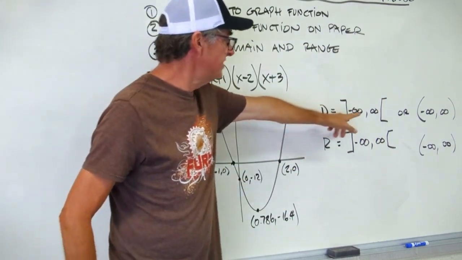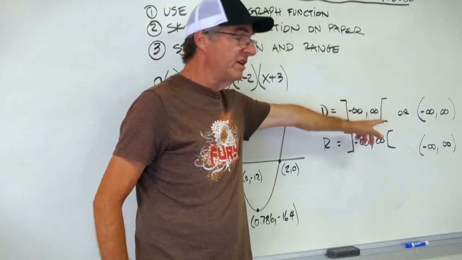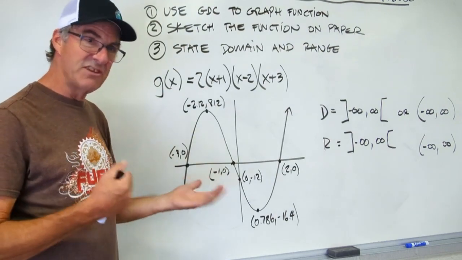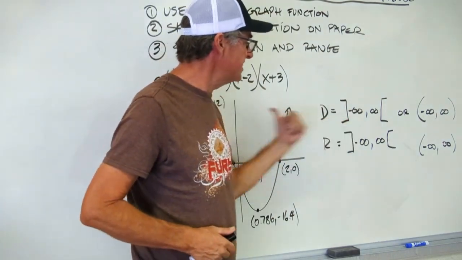So we've listed the domain as negative infinity to positive infinity exclusive. So it never gets to infinity. You can't get to infinity. So that's why we have the brackets facing outward.